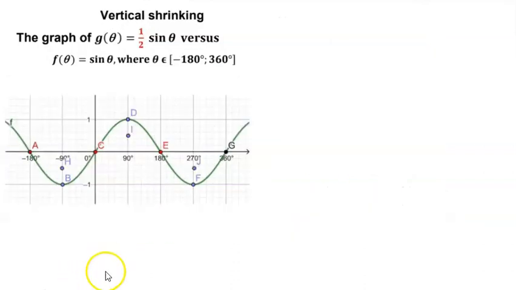So let's move on to vertical shrinking. If you look again at the coefficient of g, we see that we now have a half, which is less than 1 and also greater than 0. So it means that each and every y value, we take and divide it by 2.